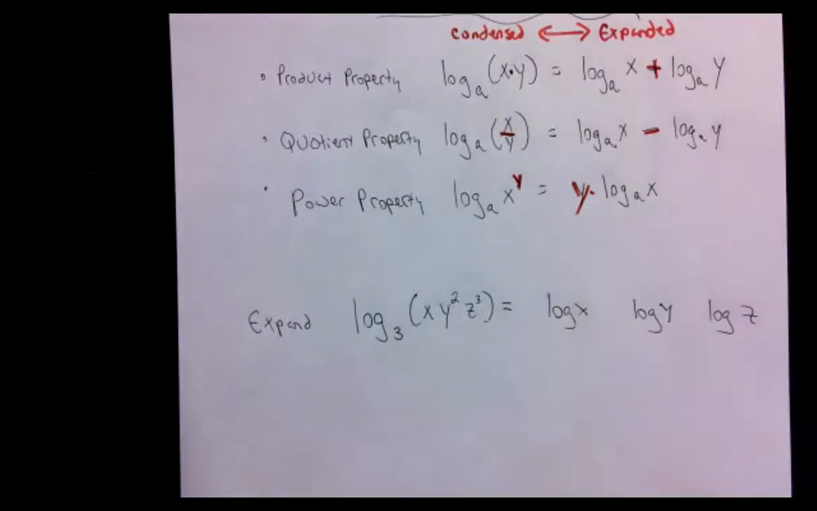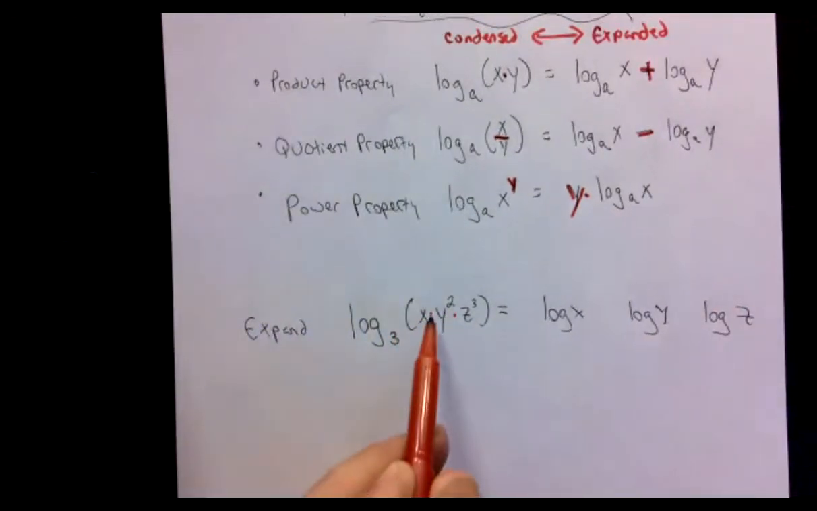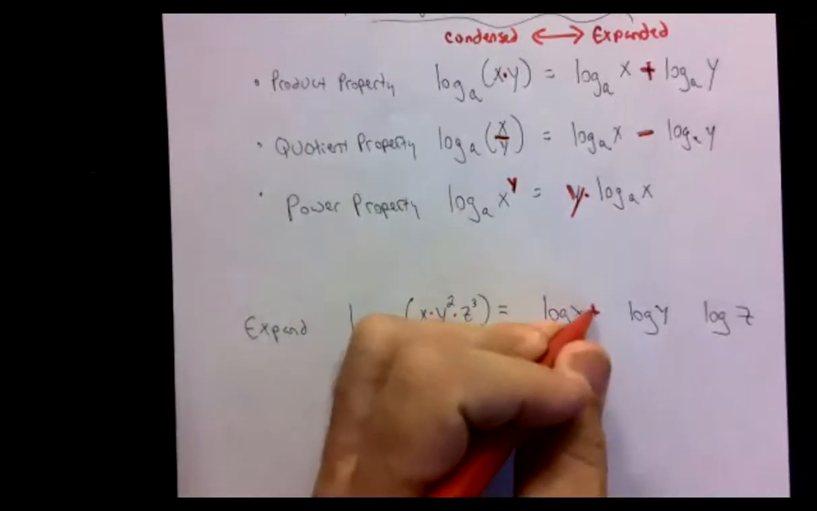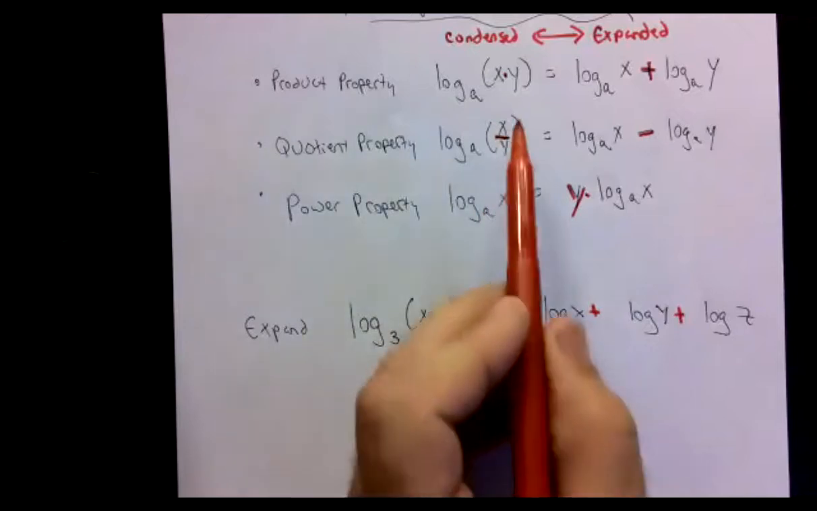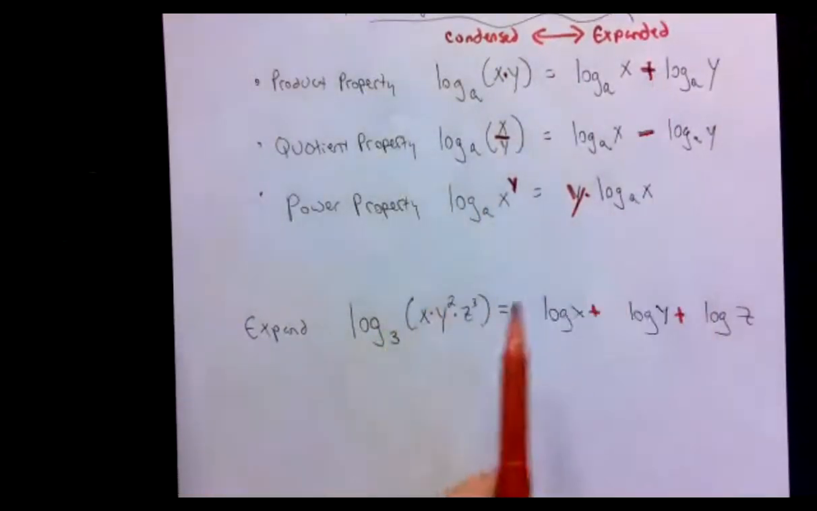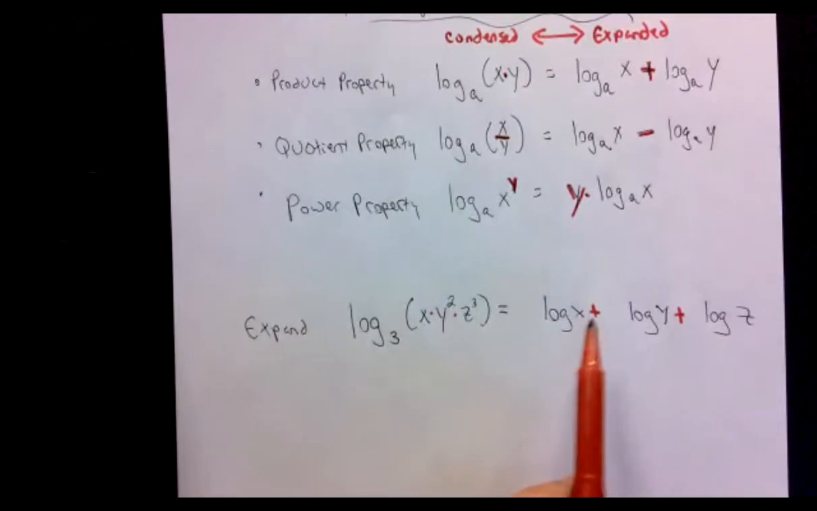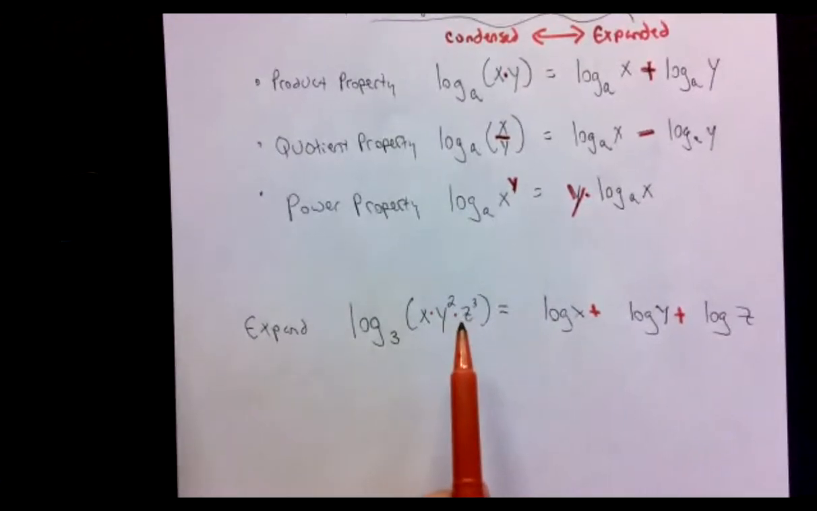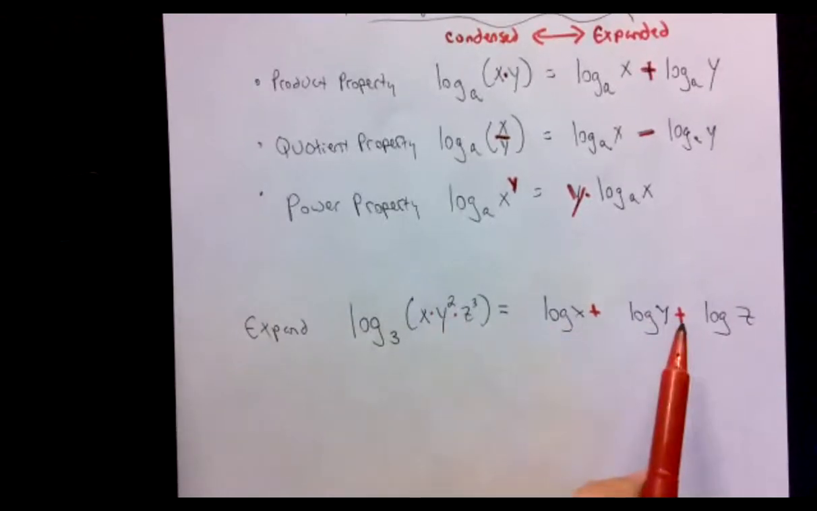For example, each of these products, these multiplications, become additions. So again, just like up here where product became addition, multiplying this x and this y squared means we're going to be adding. Okay, multiplying this y squared and this z cubed means we're going to be adding. So the multiplication becomes addition whenever we expand.